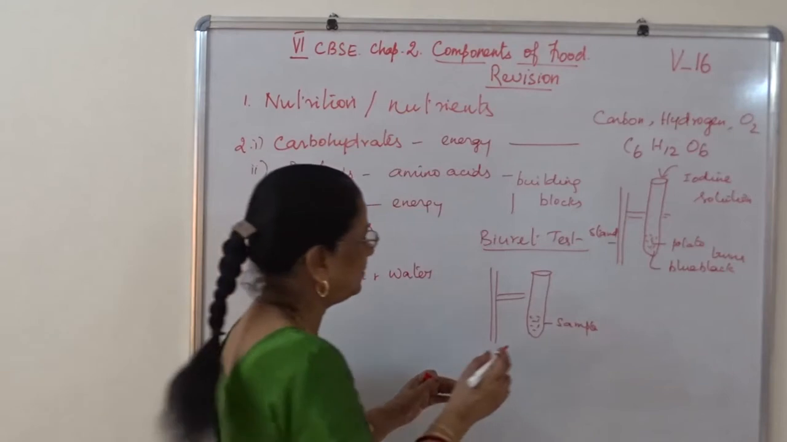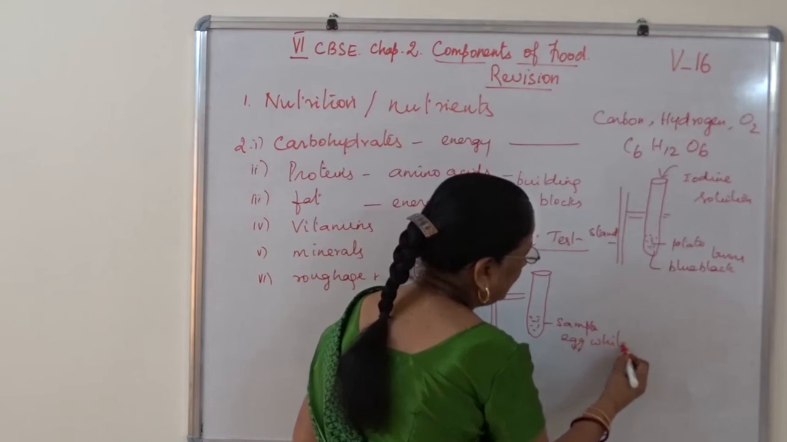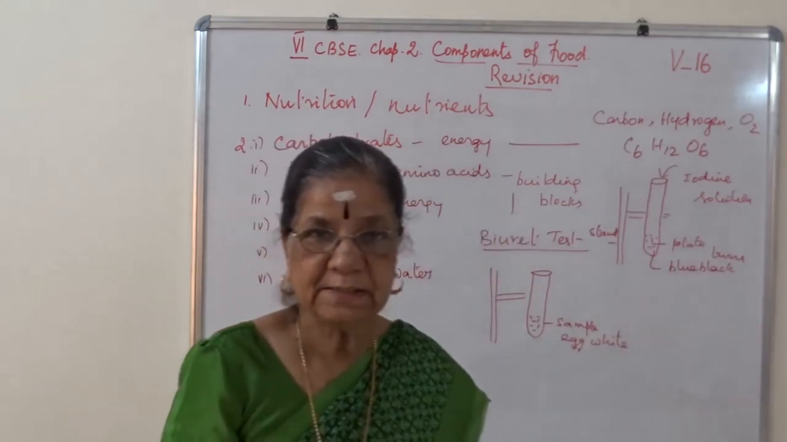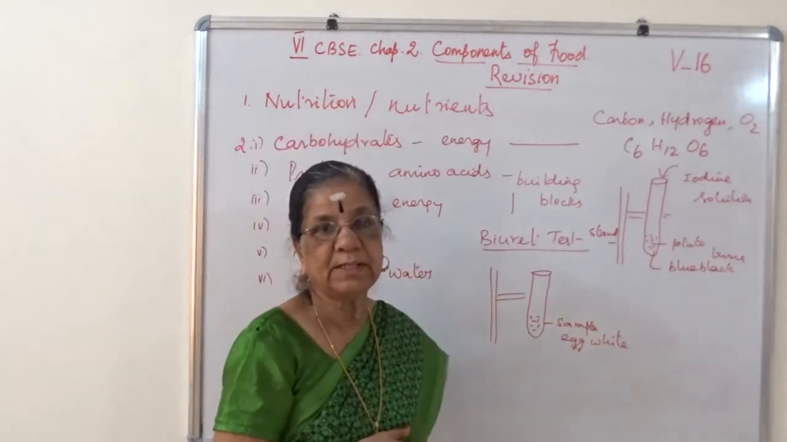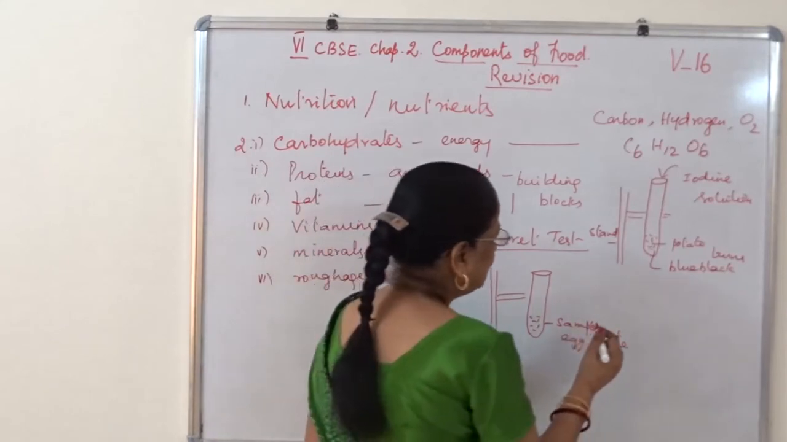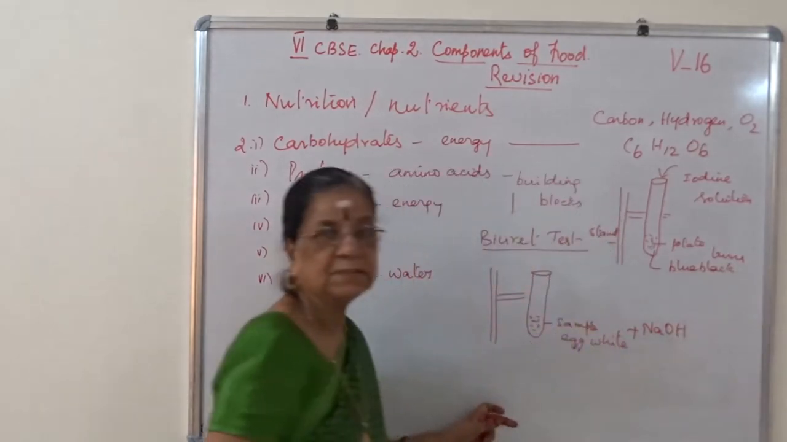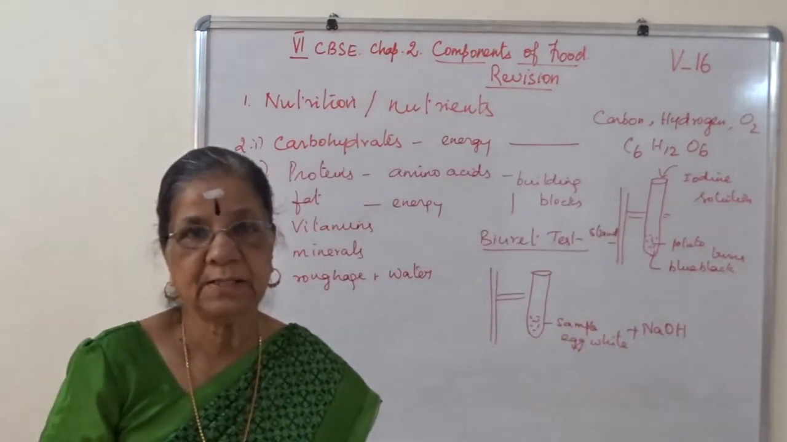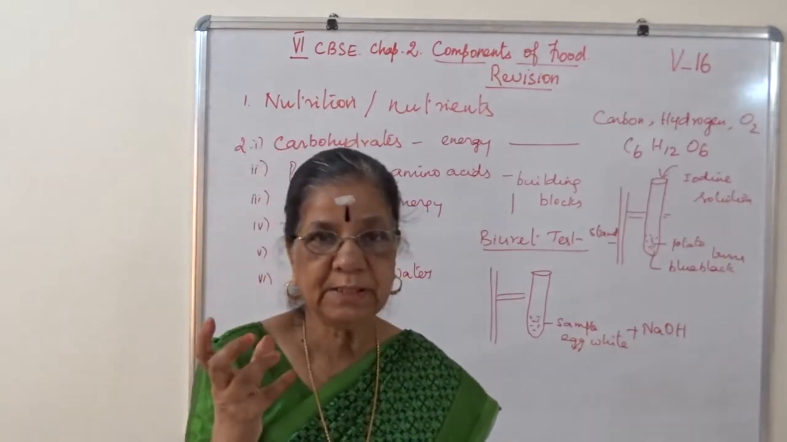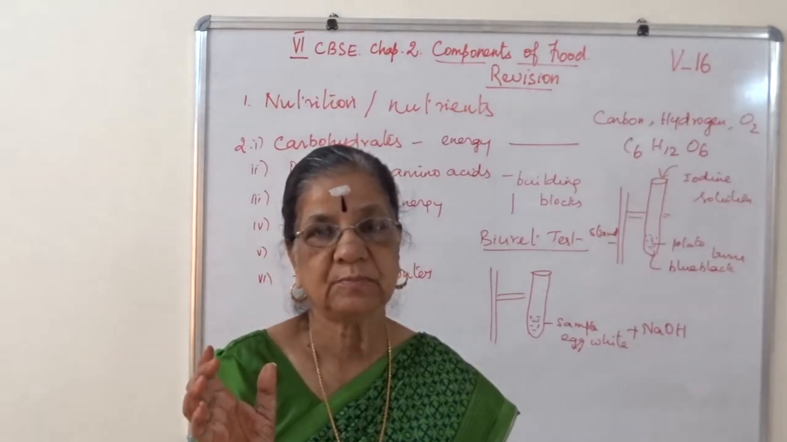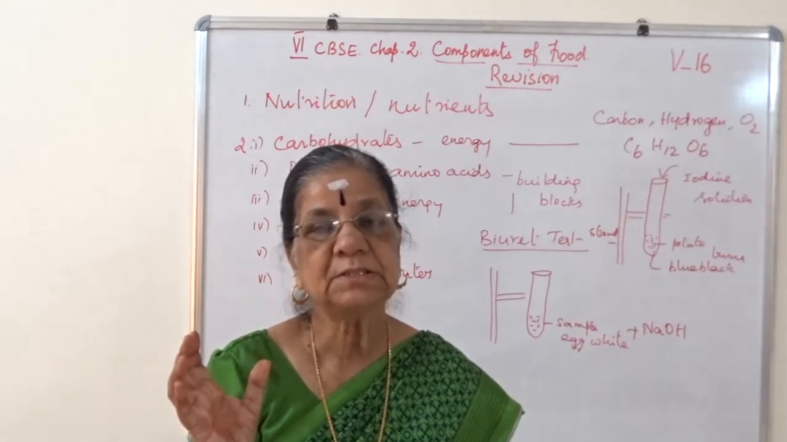Here the food sample we are going to take is egg white, the white liquid portion of the egg. With this, you add sodium hydroxide. You have to add sodium hydroxide until it becomes a clear solution.